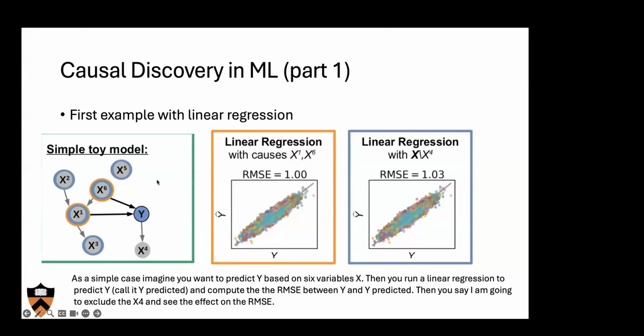Here I want to say why. Imagine you have a toy model like this, and you want to predict y, which in our case is the chlorophyll. And then you do the prediction with a linear regression and see the root mean square error. And now you do the same prediction, but excluding X4, for example.